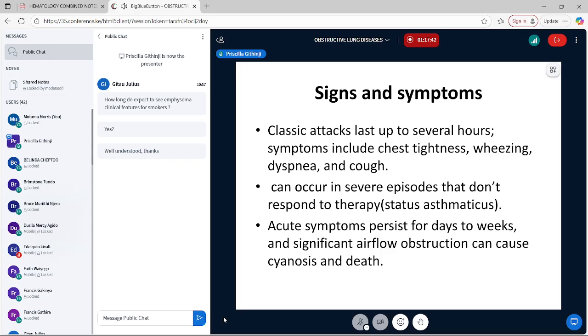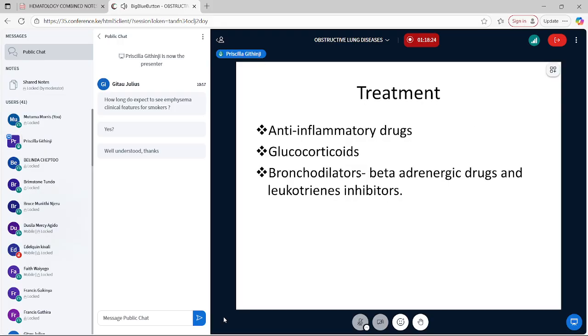cough. In some patients, this can occur in severe episodes that don't respond to therapy, and that we call status asthmaticus. And these are patients who have to be admitted. Some even have to be put under medically induced comas because of this. So these acute symptoms usually persist for days to weeks, and significant airway obstruction, if it is severe, can cause cyanosis and can even cause death. I'm sure we've heard of people who've died during an asthmatic attack.